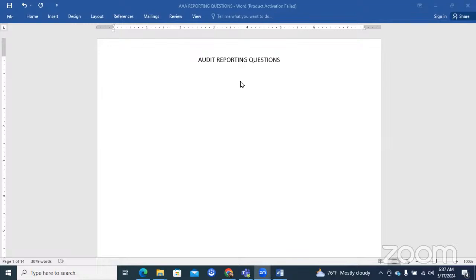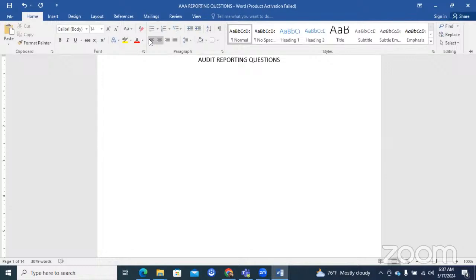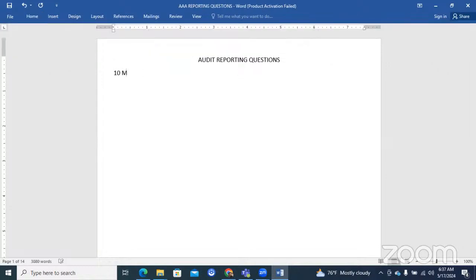Okay, let's start the session. So today, let's discuss audit reporting related questions, right? Because if you take the Advanced Audit and Assurance paper, audit reporting is one of the major areas. A 10 to 15 marks question is confirmed. So definitely you will get questions from this area, minimum 10, maximum 15 marks, definitely tested from this area.